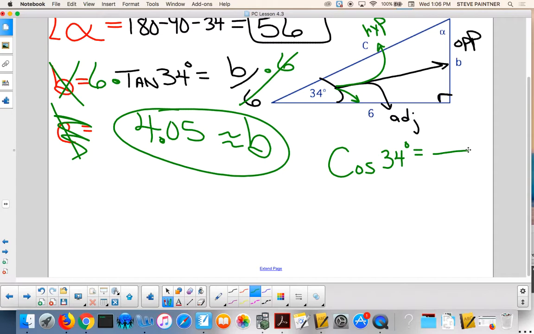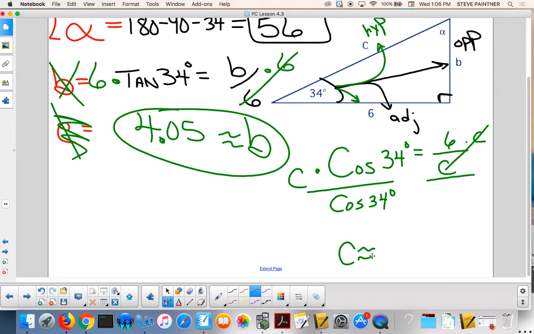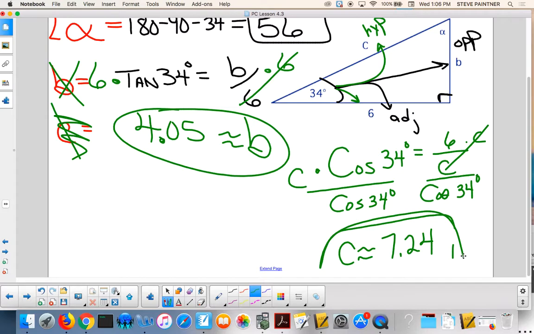Let's do it quick. Ready? It'd be 6 over C times C, knock them out. Times C. Divide by what? Cosine 34. You do 6 divided by the cosine of 34. What's the answer? 7.4. Got it. We're done. That's it.